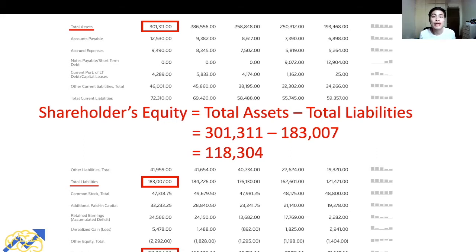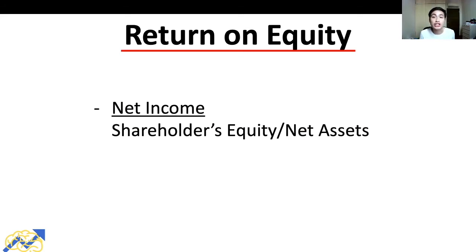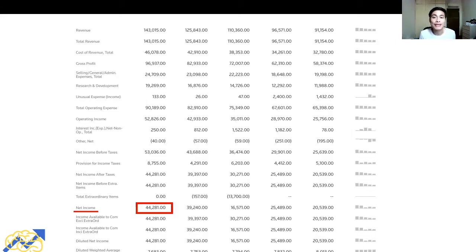To recap, to find a company's shareholders' equity, we first have to take a look at the company's balance sheet. And on the balance sheet, we want to look out for total assets and total liabilities. Once we have these two figures, we are able to calculate the shareholders' equity by taking the total assets minus the company's total liabilities. That is how we derive the shareholders' equity of a company. The next thing that we need to find out to calculate the return on equity is the company's net income. And to find a company's net income, we have to take a look at the company's income statement. This is an example of a company's income statement.